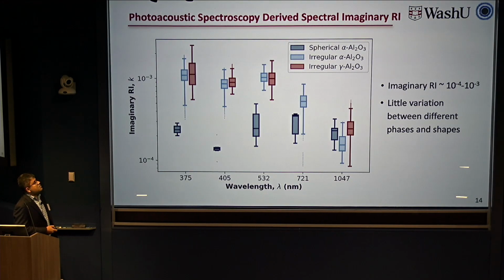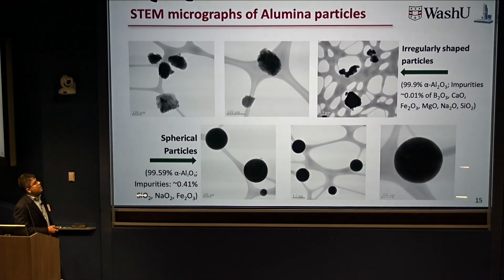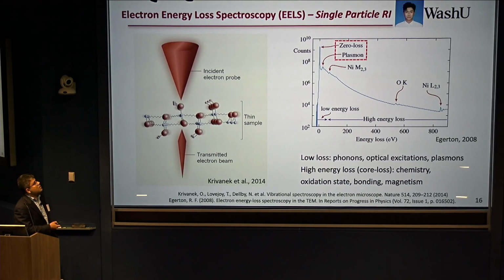So this result, we wanted to verify it with another technique. And these are the shapes of the particles, from perfect spheres to irregular, porous shapes. And these were all particles bought from US Nano. They claim 99.9% pure alumina. And so we did check the particles under the microscope.